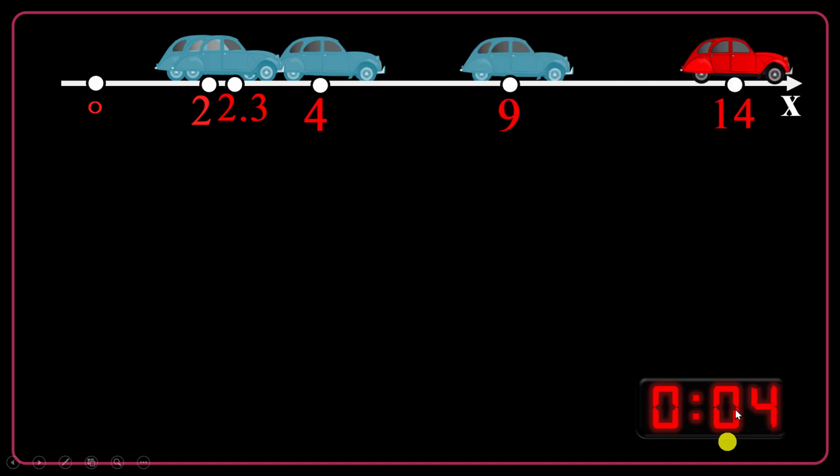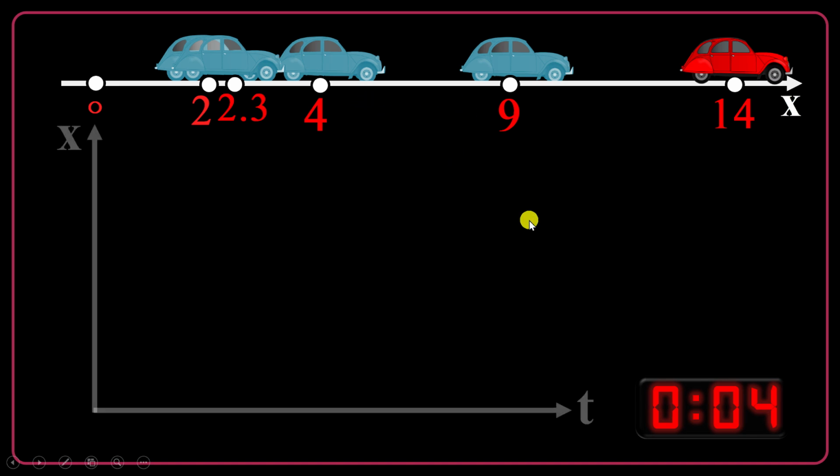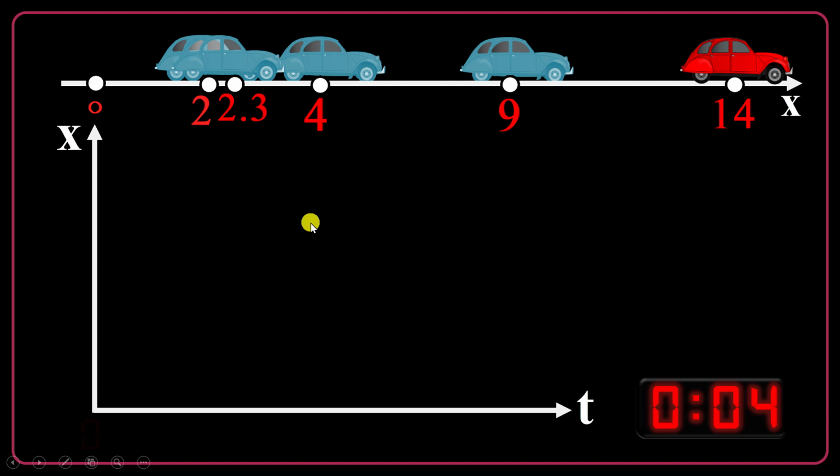So here in 4 seconds, again I have taken the pictures every 1 second, but the distance traveled in the first time interval is 0.3 meters. The second is larger, and the third and the fourth are going to be larger and larger. Here the graph is going to be like this.